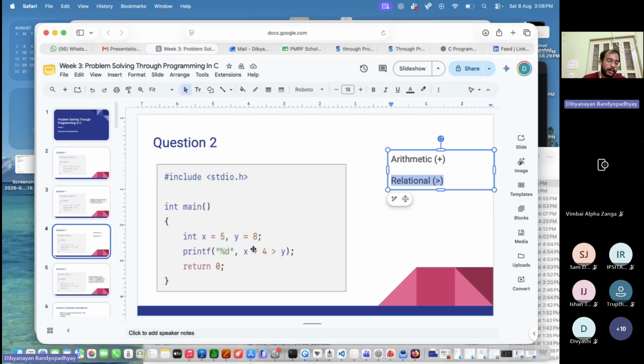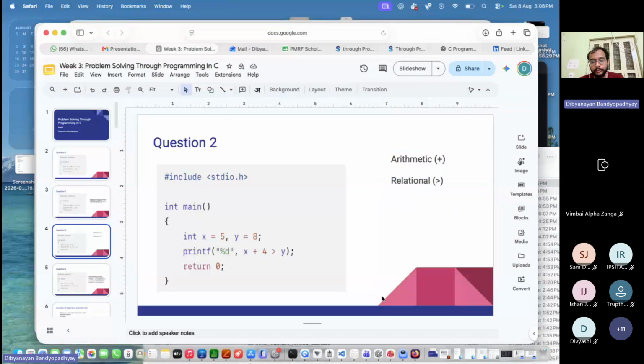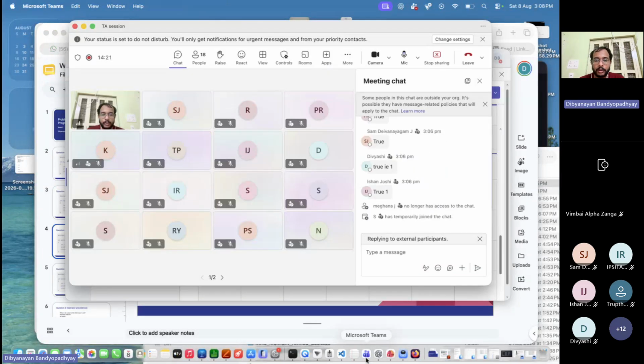So is 9 greater than 8? Yes, it is greater than 8. So the whole expression will evaluate to true, right? And true is a Boolean value. As we are printing it as an integer, that will be converted to 1. So true means 1, and it will print 1. Yeah, this is how it works actually.